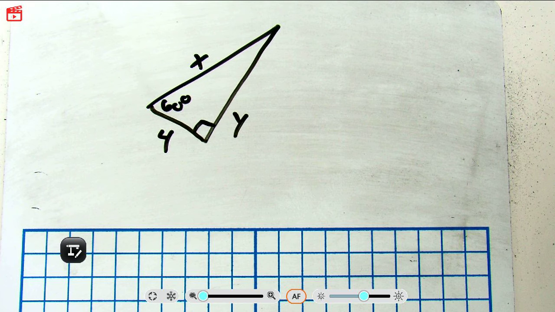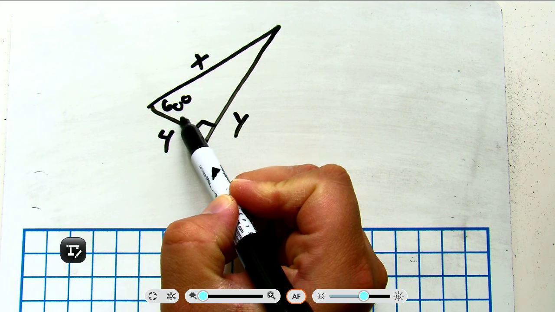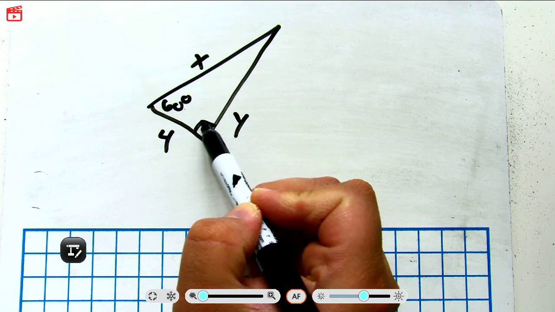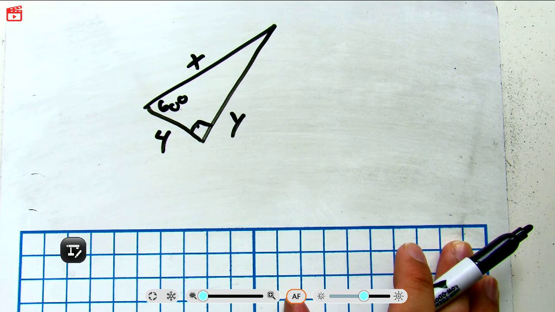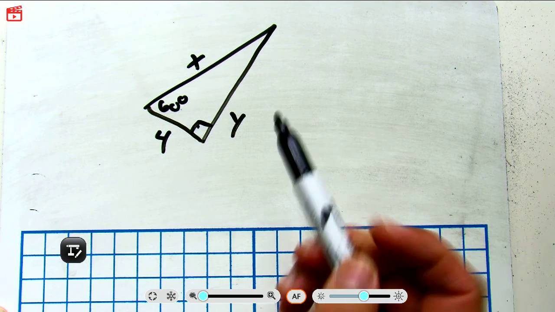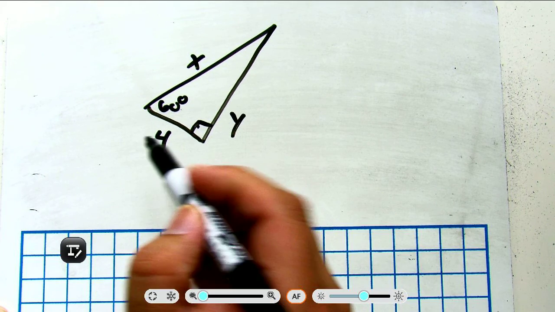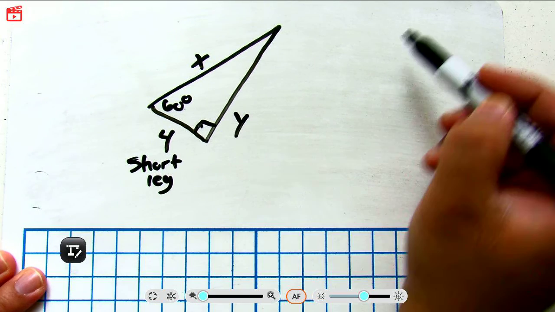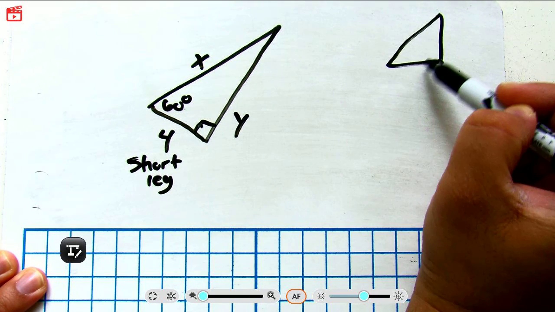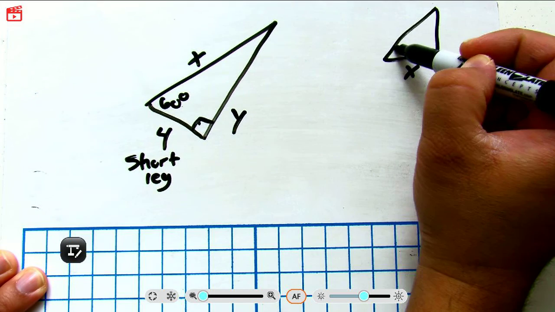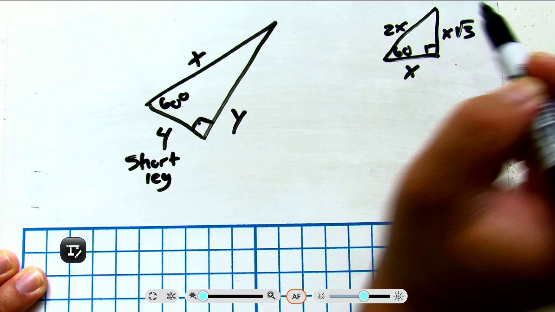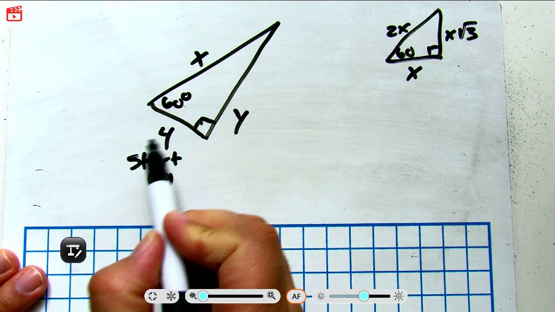So I have a 60-degree angle here. Because they tell me this is 60 degrees, I know this is a 30-60-90. Now, what side do they give us? They actually give us the short leg. And then remember that in the formula, the short leg is x, the long leg is x square root 3, and then the hypotenuse is 2x. So I know x equals 4.